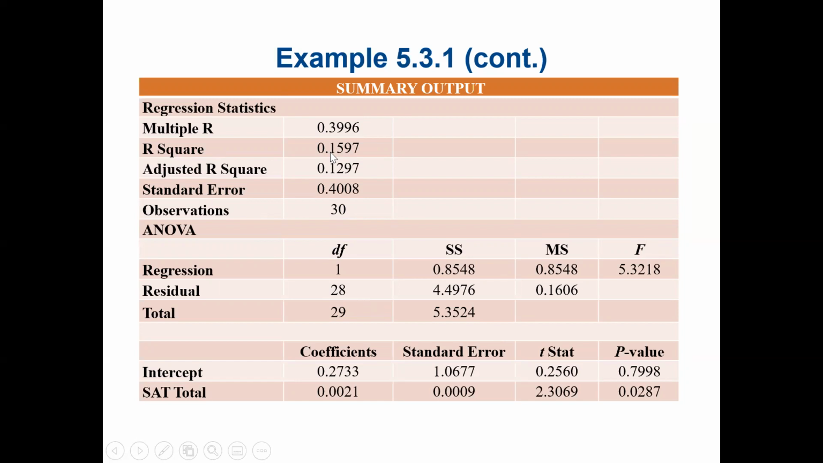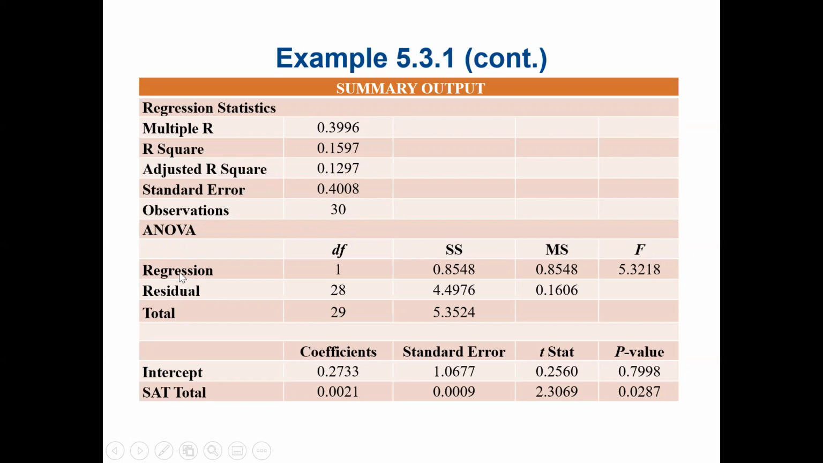So our conclusion here will be roughly 16% of the variation in the dependent variable is explained by the independent variable. The actual R value was 0.3996, so R square will give us 0.1597. Again, that's what we are looking for. There's a standard error of 0.4008. The total observation, which is the sample size, is 30.